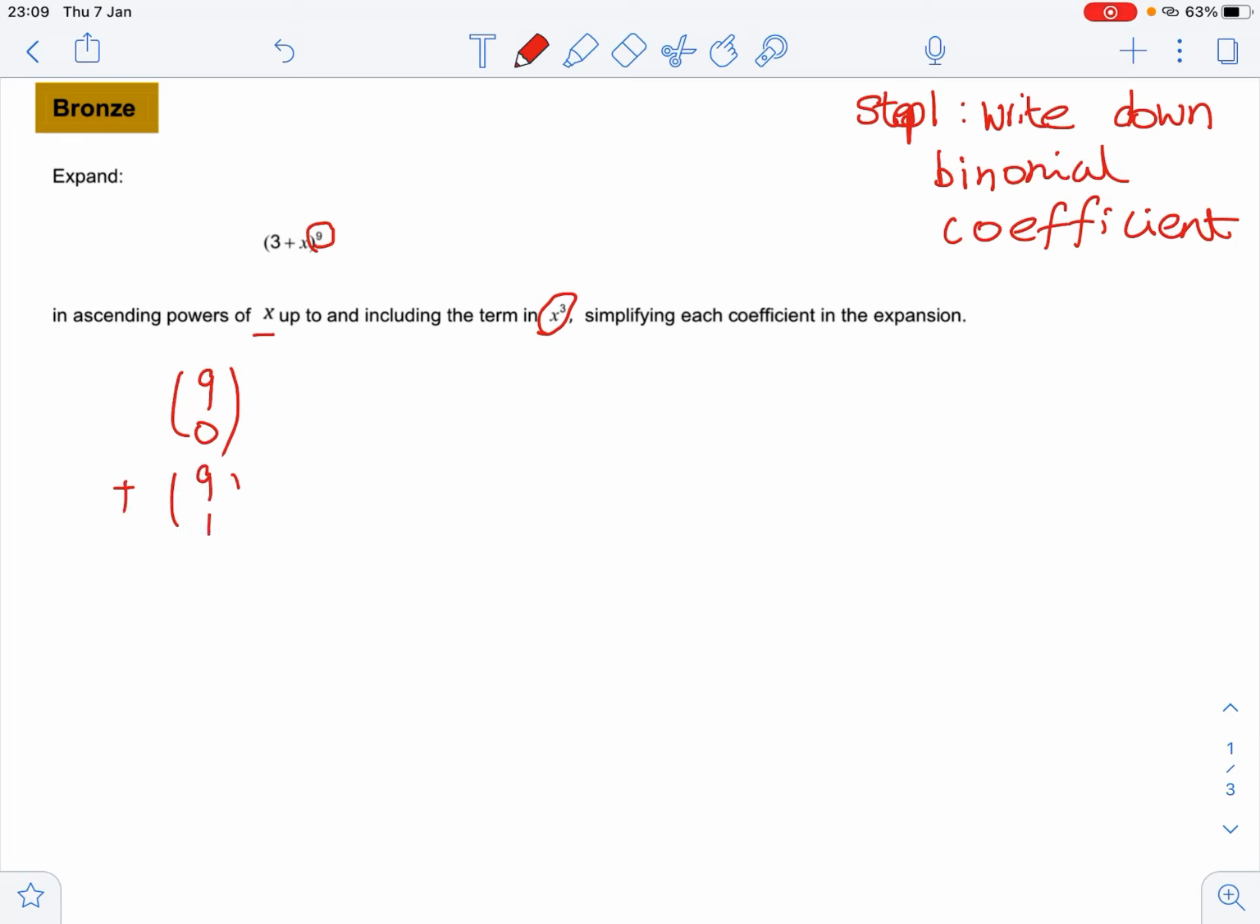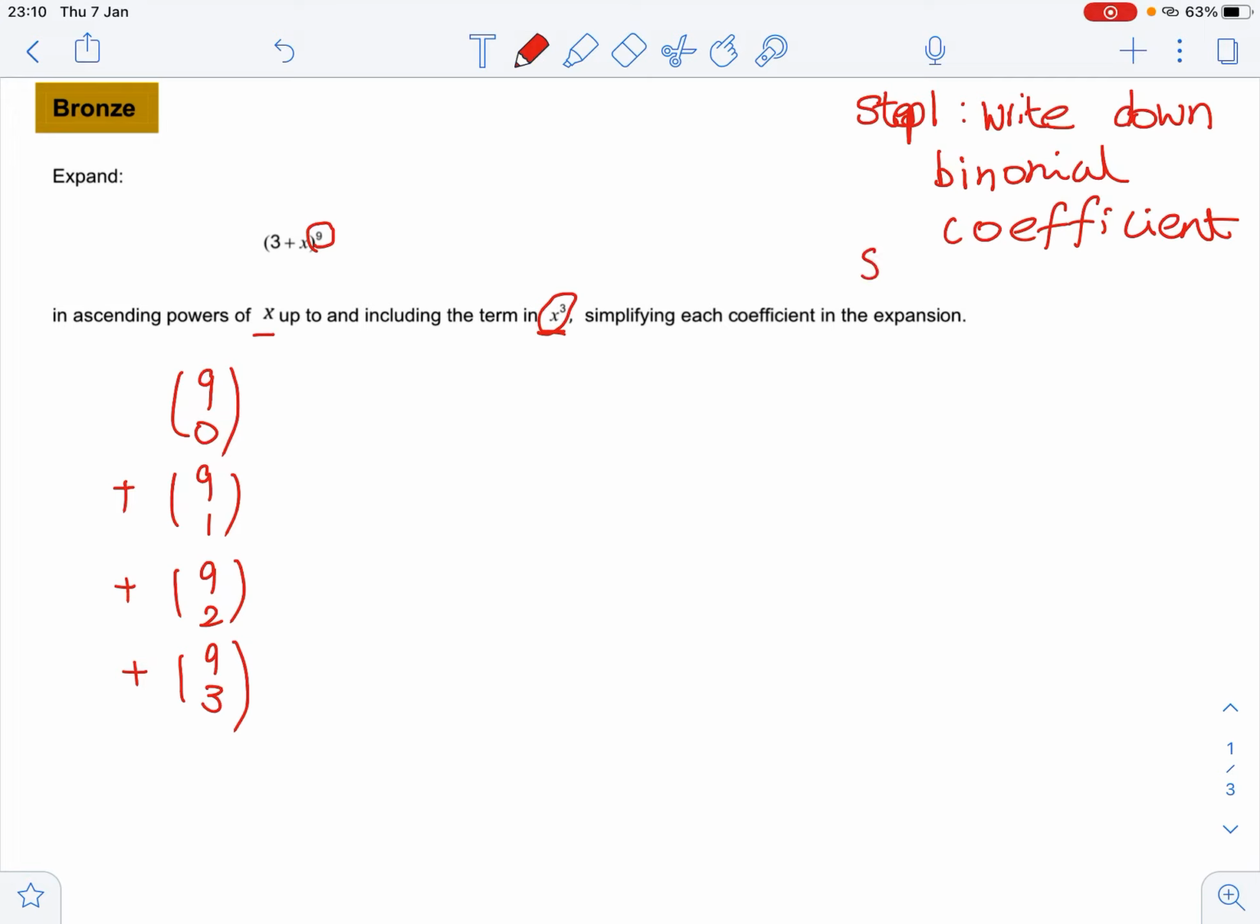Then plus 9C1. Then plus 9C2. Then plus 9C3. Since we only want to find x to the 3, we can stop here. But you can continue if you want to find x to the power of 4. It would be plus 9C4. But we don't need to write that many, so we can stop here.